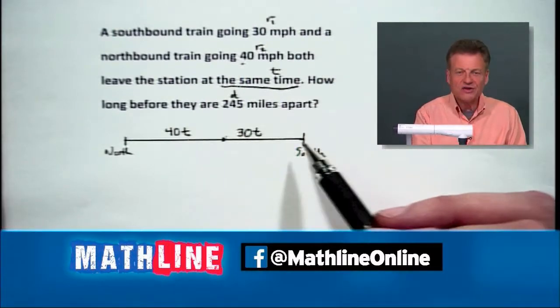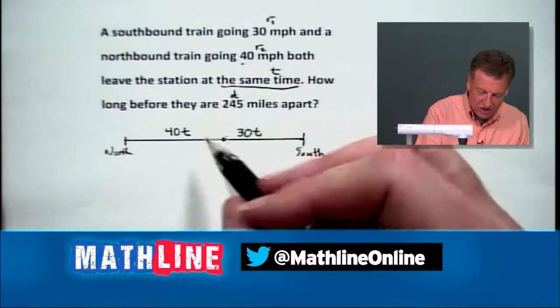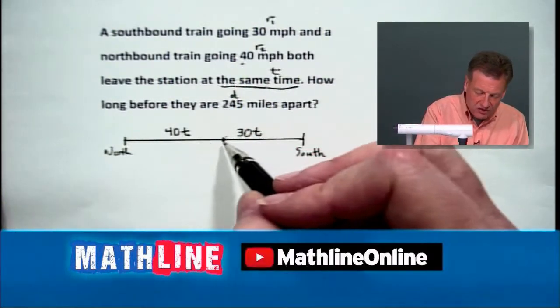You're going slower, so you're not going to go as much. You're not going to go as far. Your distance is going to be shorter, right? You're going back this way. You're going faster at 40, so you're going to cover more distance.